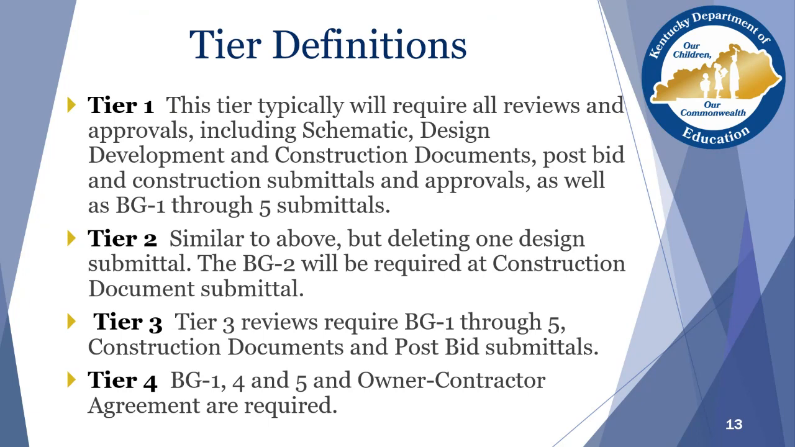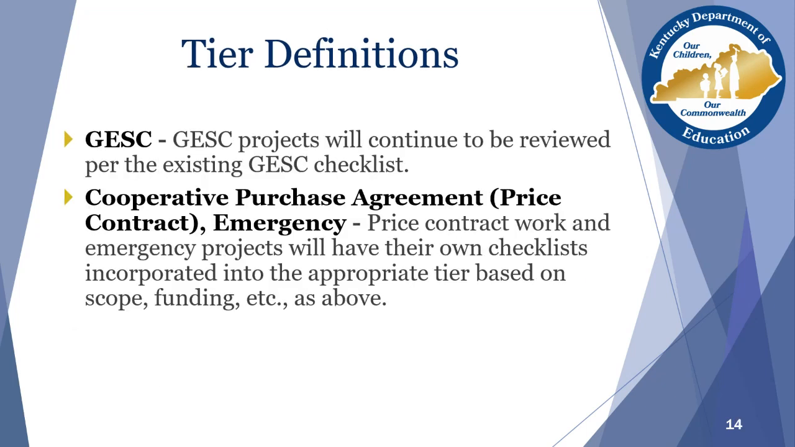And here's some tier definitions. And tier 1 would probably require everything, where a tier 4 would require less. Next slide, please. And then the GESC, that checklist is pretty much not changed. And then for cooperative purchase or emergency. Next slide, please.